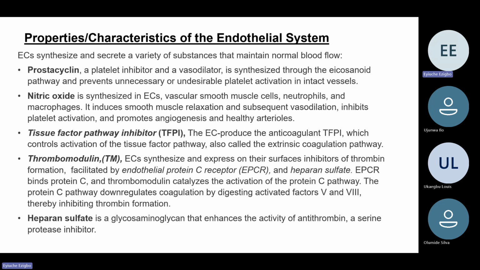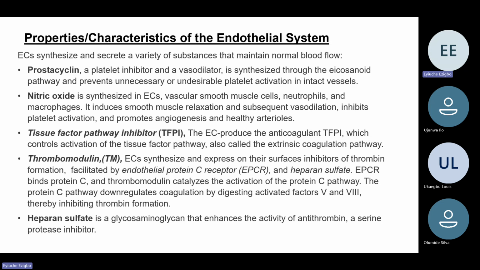Heparan sulfate is also synthesized by the endothelial cells and is a protease inhibitor. So what this slide is trying to let us know is that to maintain the blood in a fluid state, the endothelial cells secrete some substances which we have gone through: prostacyclin, nitric oxide, TFPI, thrombomodulin, heparan sulfate.